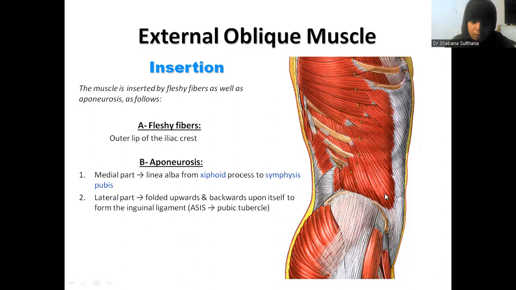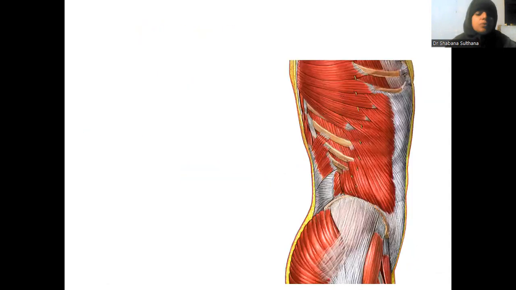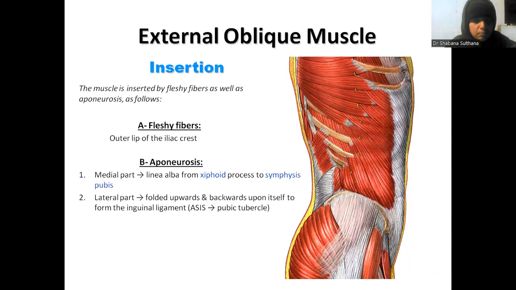Okay. So the lateral part of this muscle is actually folded backwards. I'll show in another picture the inguinal ligament. Actually, the lower part of this muscle folds on itself to form this. I'll show you now because that is very, very important.